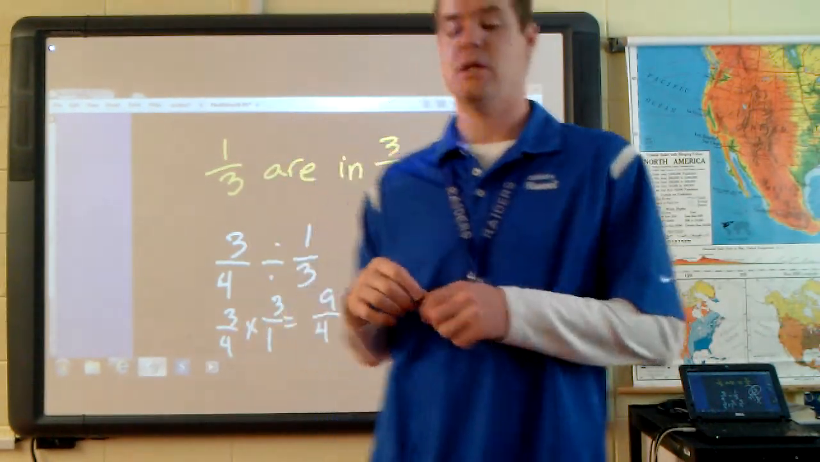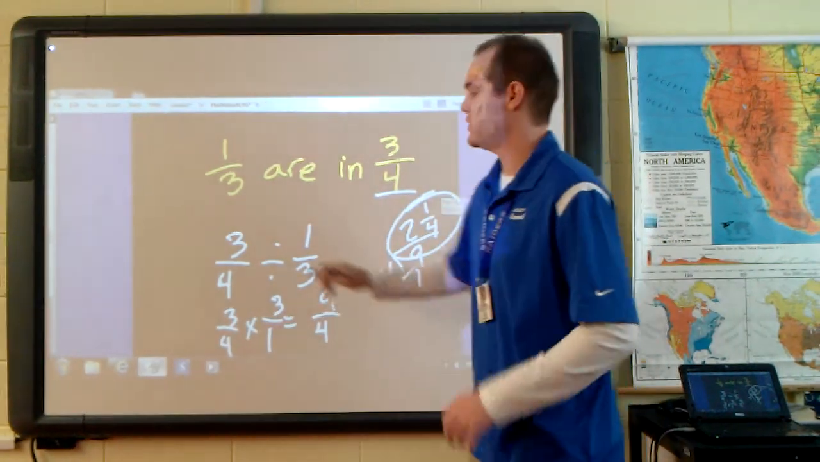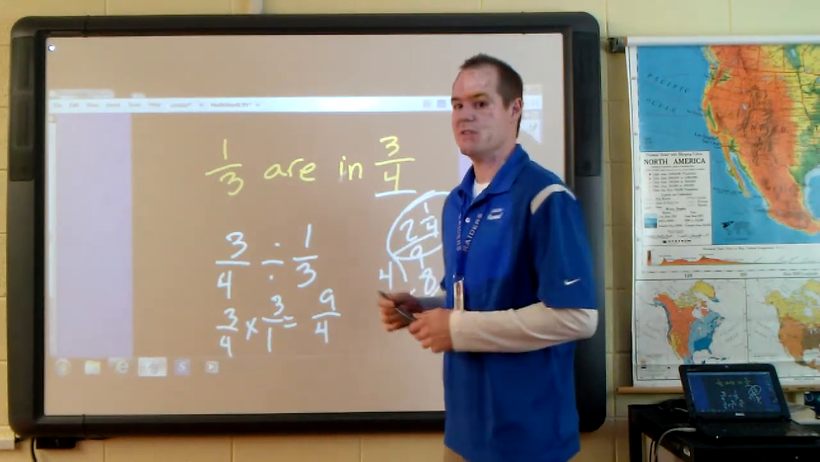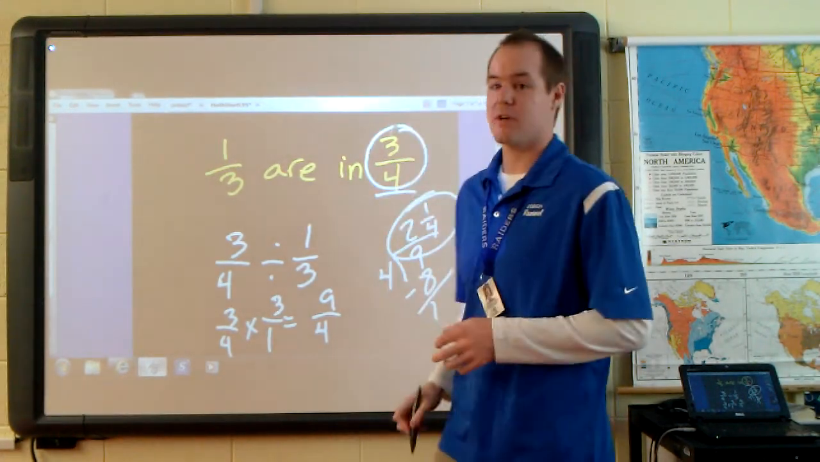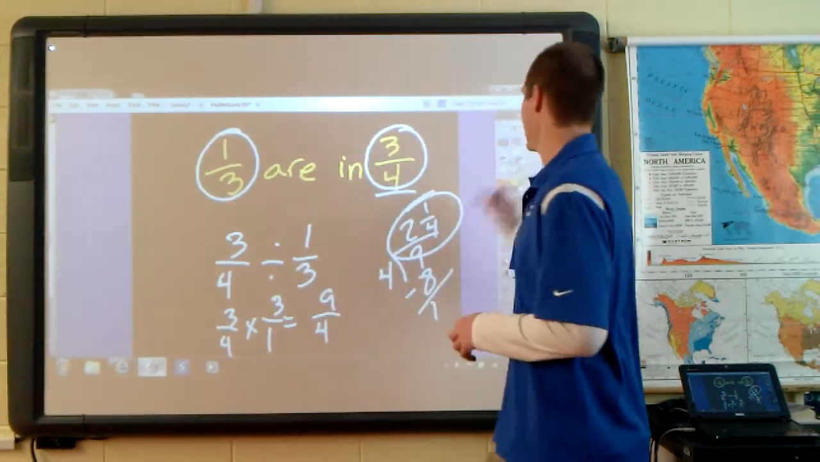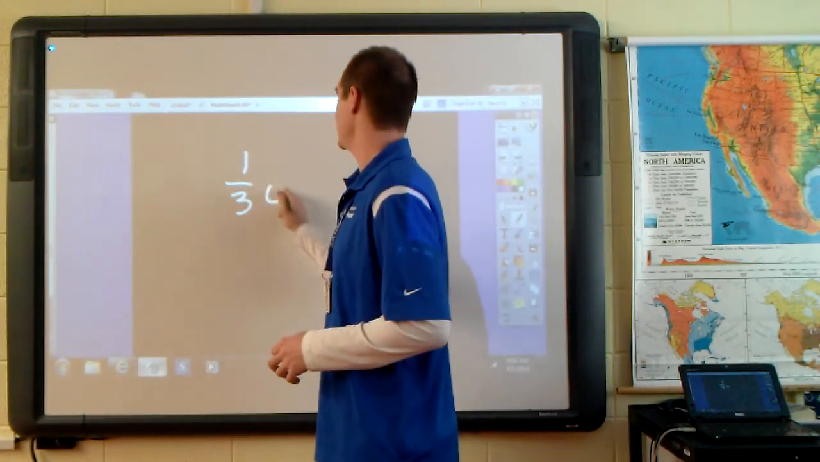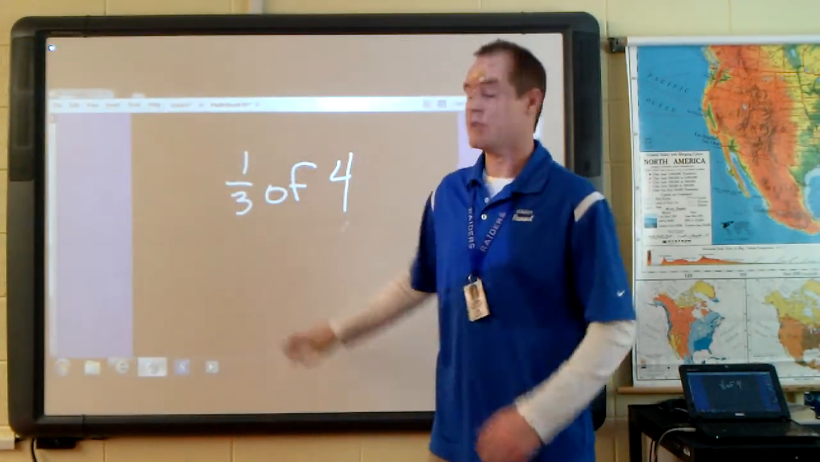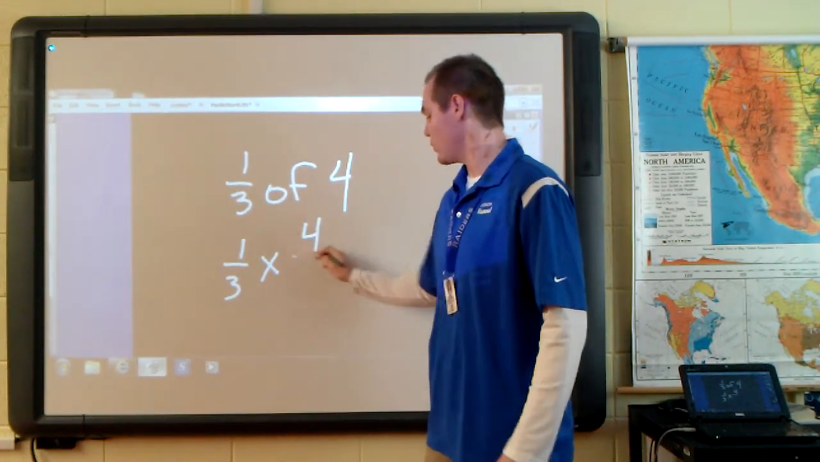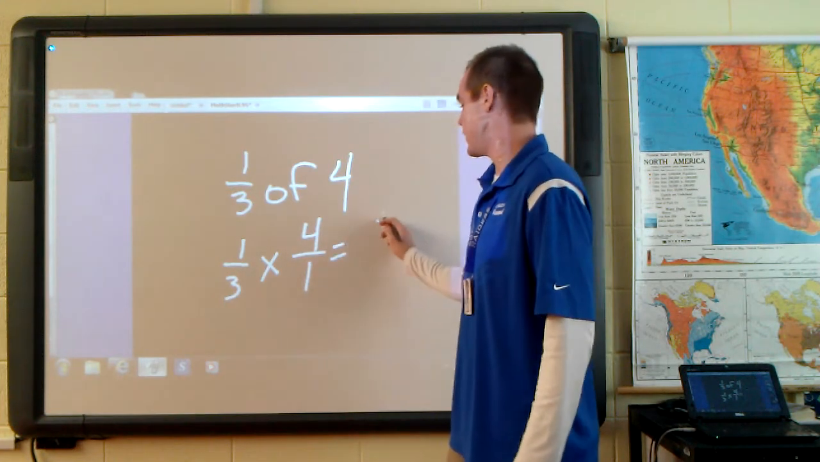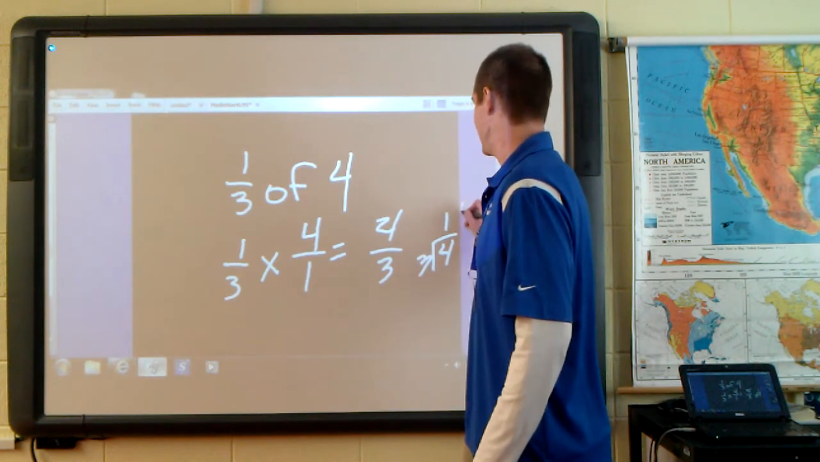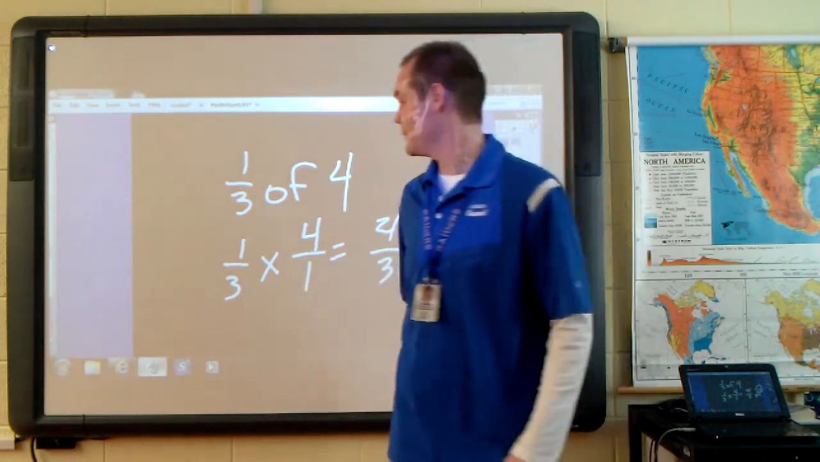Again, when you see how many 1/3 are in 3/4, that tells you that you're dividing fractions. It tells you that this is the first term, this is the second term, and then you put a division sign in the middle of it. If you ever had 1/3 of 4, you can replace the word of with a multiplication sign. 4 goes over 1, and you multiply straight across. 4/3, 4 divided by 3 is 1 1/3. Okay, and I will see you tomorrow.